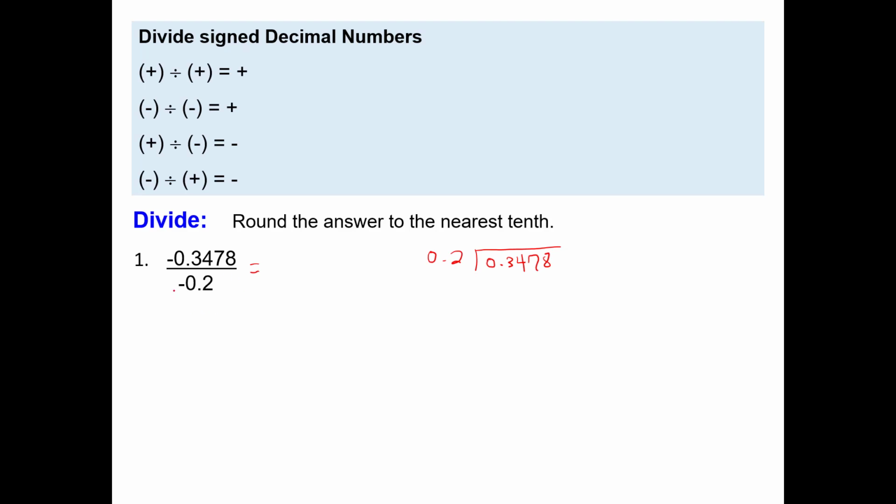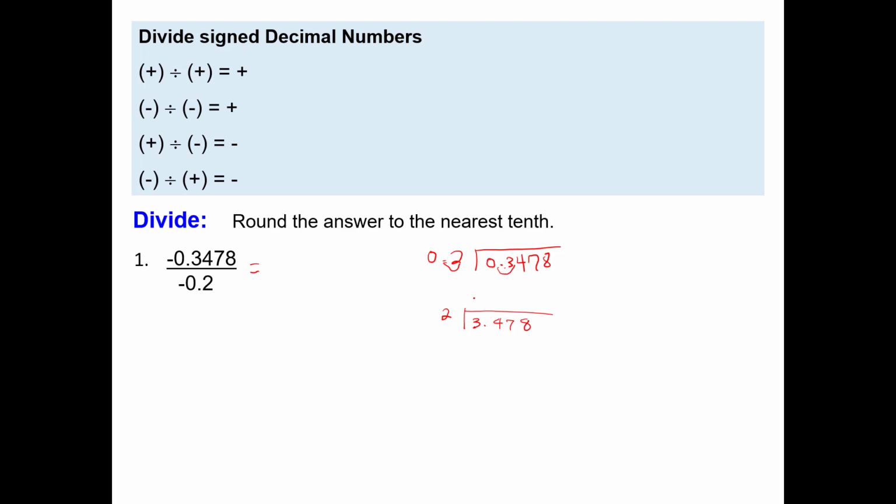Because we had a decimal number in the divisor, we need to move the decimal place to the end. One place. Then the division we need to solve is 3.478. Now we just divide as we divide whole numbers. Then how many twos are in 3?